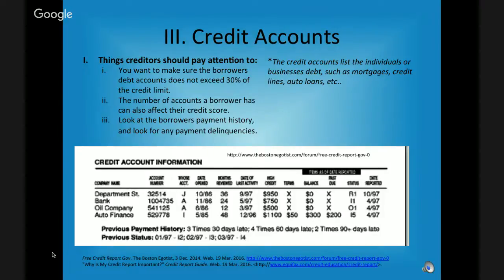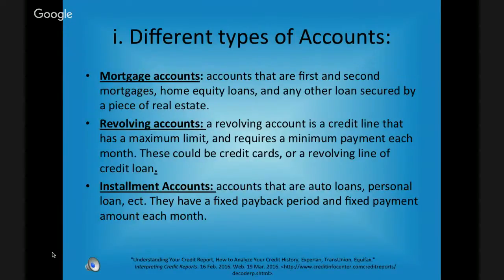Different types of accounts. Mortgage accounts. These are accounts that can be first and second mortgages, home equity loans, and any other loan secured by a piece of real estate. Revolving accounts. A revolving account is a credit line that has a maximum limit and requires a minimum payment each month. These could be credit cards or a revolving line of credit loan. Installment accounts. These are accounts such as auto loans and personal loans. They have a fixed payback period and a fixed payment amount each month.